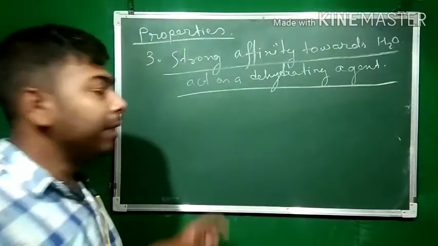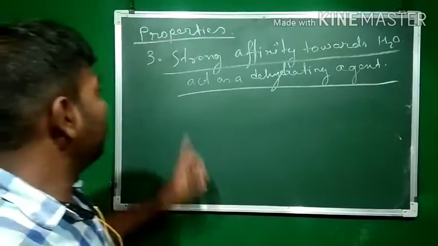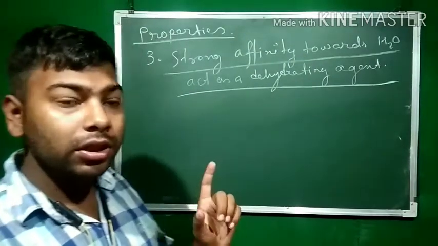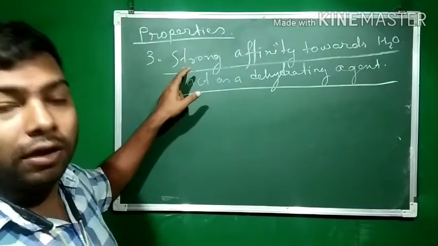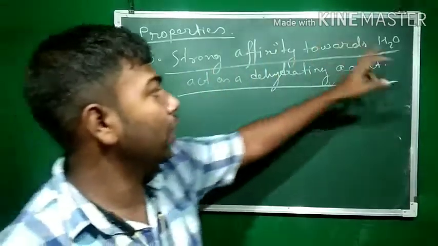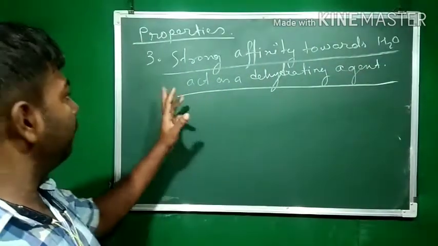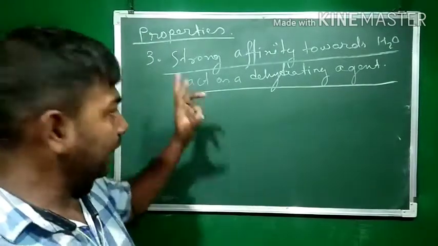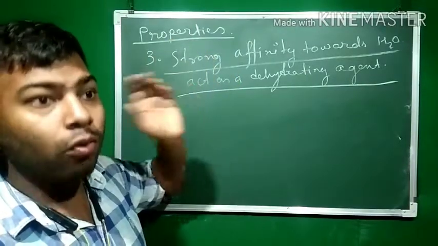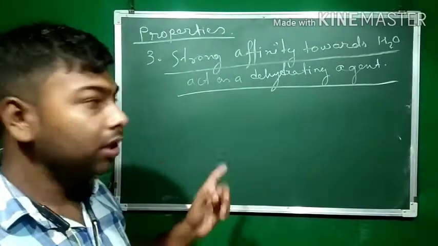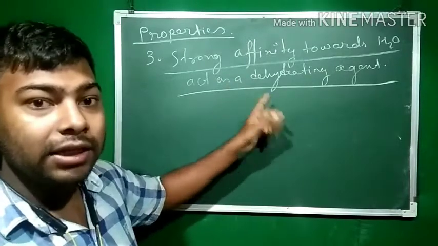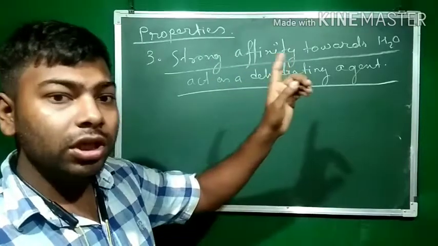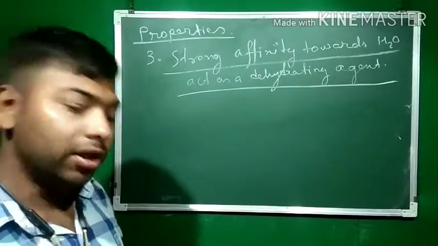Now see, being of a very acidic nature, sulfuric acid has a strong affinity towards water. That means the acid, sulfuric acid, wants to react with water. In other sense, if it reacts with water, then from the species in which the acid is reacting, the water will be removed. That means the acid acts as a dehydrating agent. That means removal of water from the species in which the acid is reacting. Isn't it? Okay.